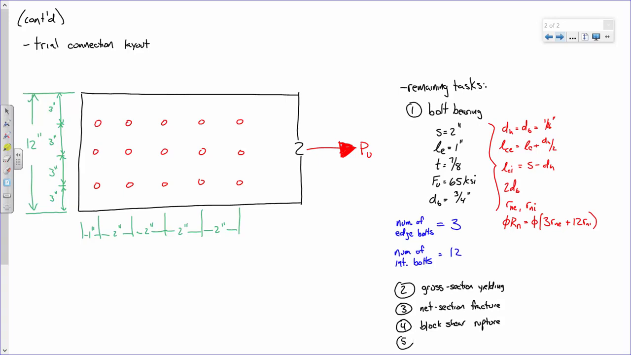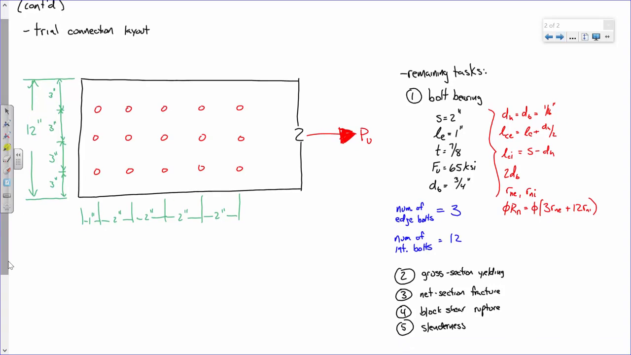And then slenderness. So you don't have to do that for the purposes of this problem, and you don't have to do that on any of the homework assignments related to bolted or welded connections, because you've already done it once. I'm not going to make you do it twice. But in real life, this is still a member that's being yanked on. So it's still experiencing axial tension. So because it's experiencing axial tension, it is still subjected to all of these limit states that you need to check.